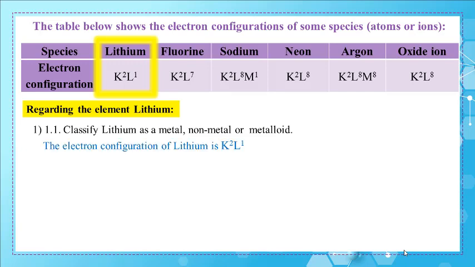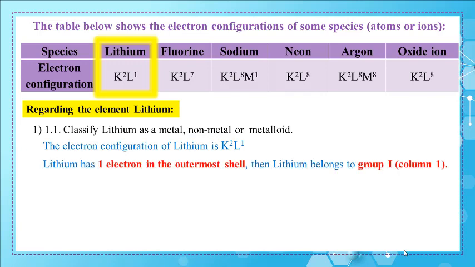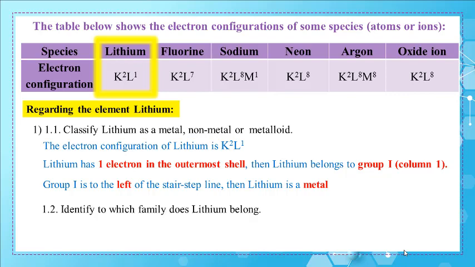The electron configuration of lithium is K2L1. Lithium has one electron in the outermost shell. Then lithium belongs to group 1 or column 1. We know that elements to the left of the staircase line, except hydrogen, are considered as metals, while elements to the right of the staircase line are nonmetals. Group 1 is to the left of the staircase line, then lithium is a metal.